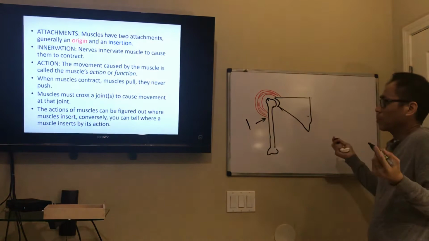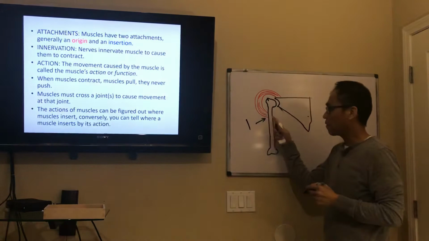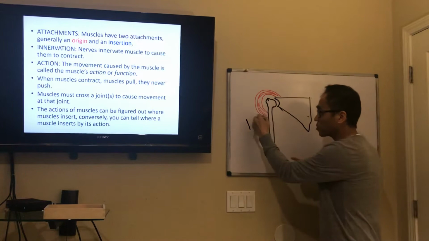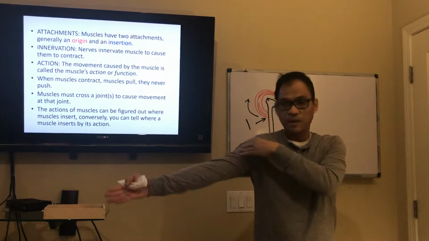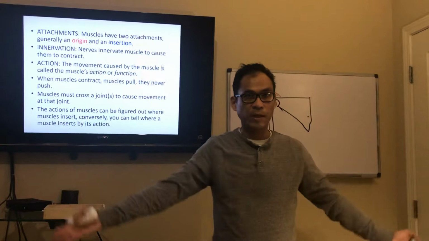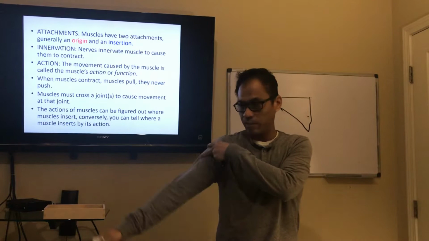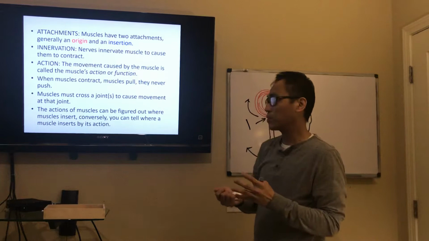So, can't you figure out what it does? If it inserts on the lateral aspect, on the outside, can't you envision in your mind that when this muscle pulls, it's going to swing the arm out that way? And what do we call that? If you swing the arm out this way because you're pulling from the outside, that's abduction of the arm, movement in the frontal or coronal plane. So that's kind of what I mean. If a muscle inserts on the outside of the arm, it's probably an abductor, right? And conversely, you can tell where a muscle inserts by its action.